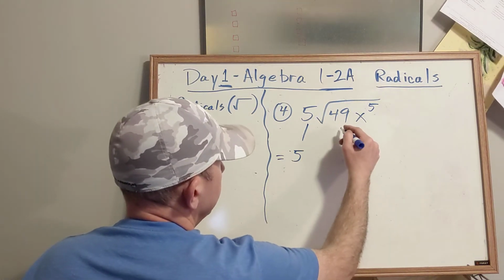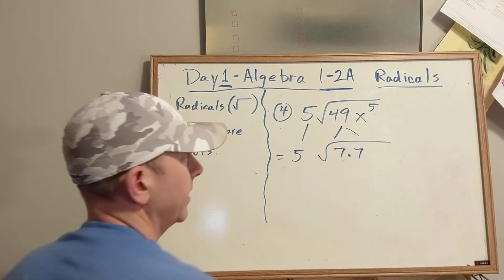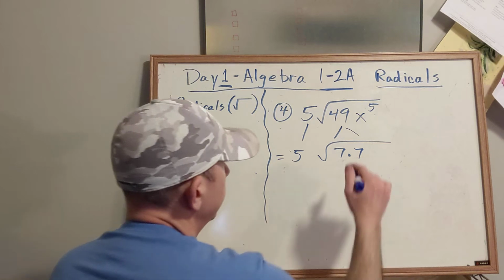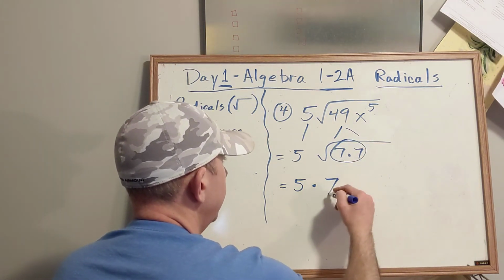Okay, 49. So we look for factors of 49. We've got 7 and 7. Some of you might know 49 is a perfect square, right? So that's going to match up. So this is going to become 5 times the 7.